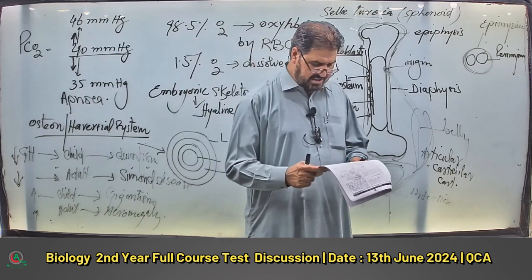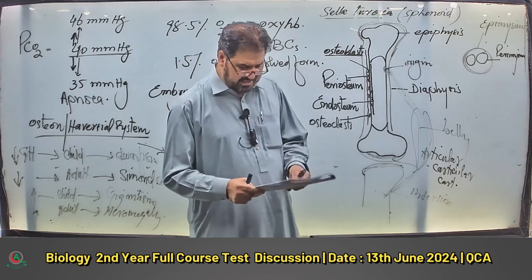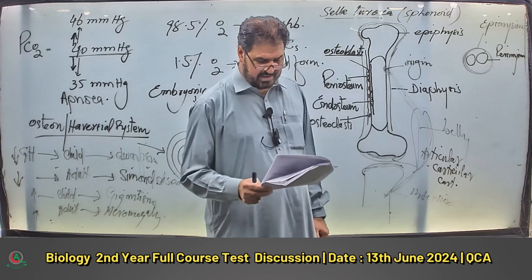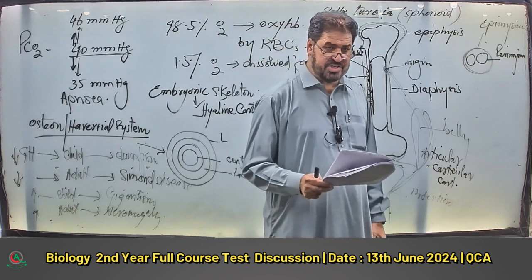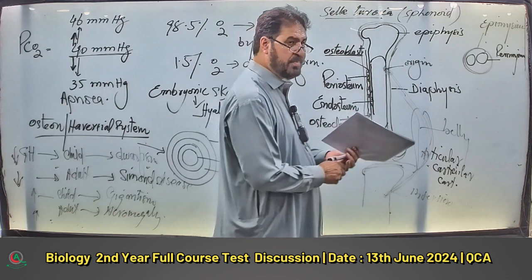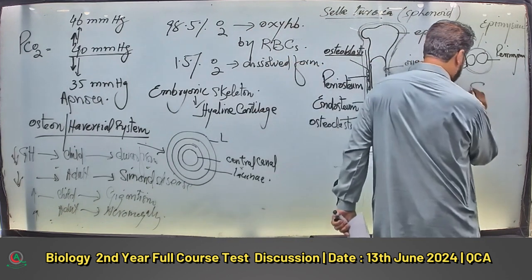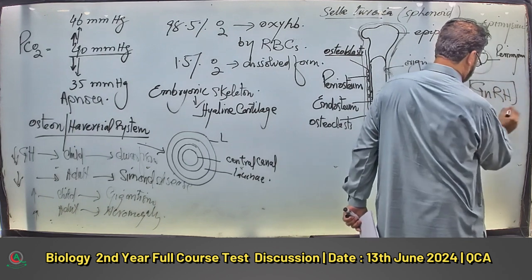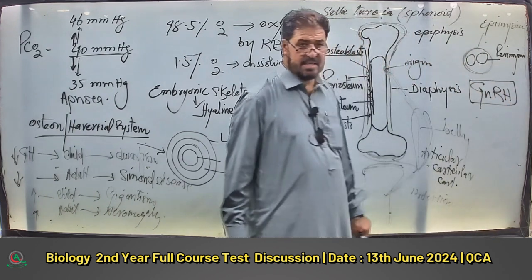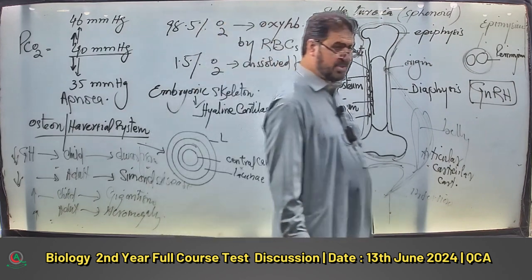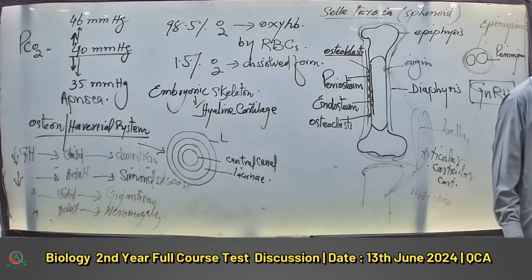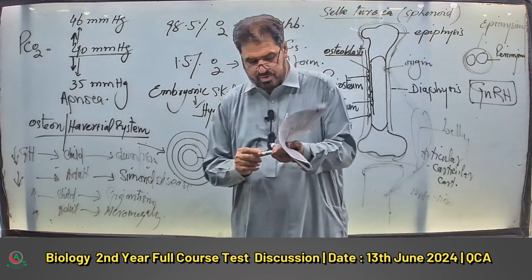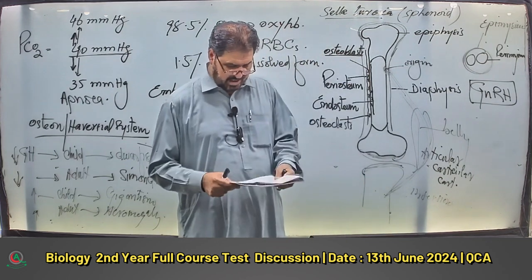The first hormone secreted at the onset of puberty or sexual maturity in both male and female is called GnRH, gonadotropin releasing hormone. This is the hypothalamic hormone which is secreted in both male and female at sexual maturity. So this is the first hormone.